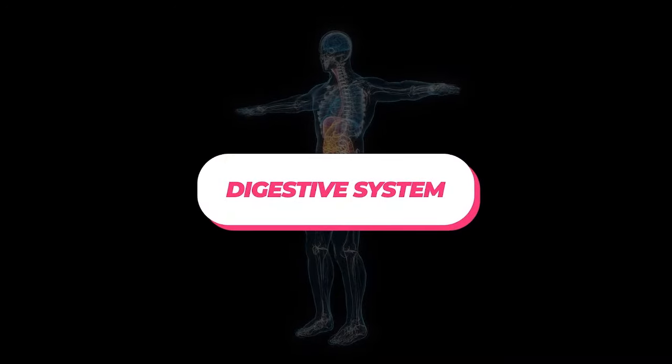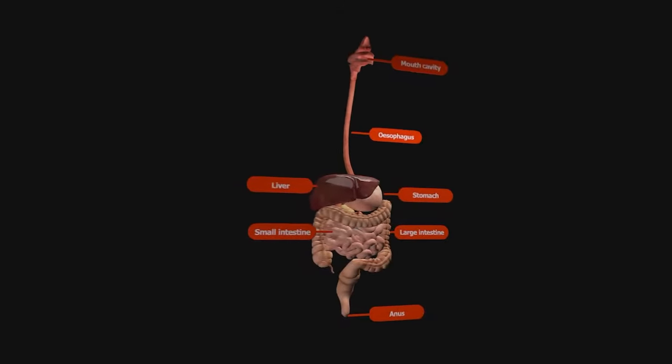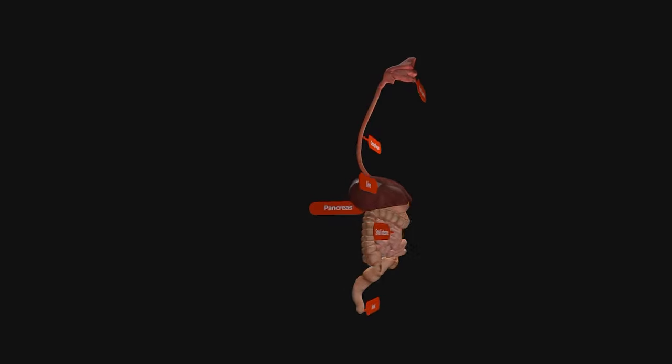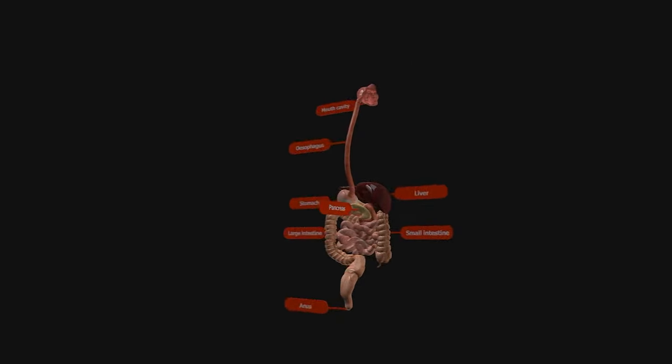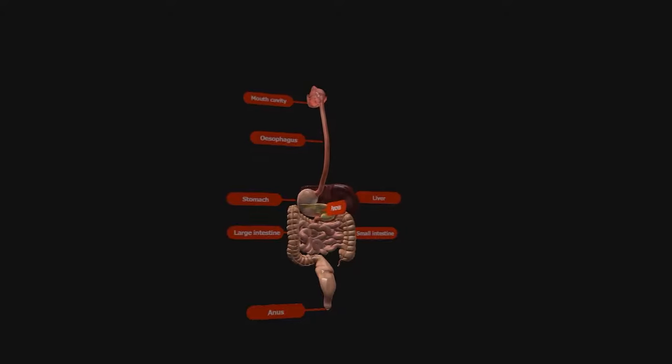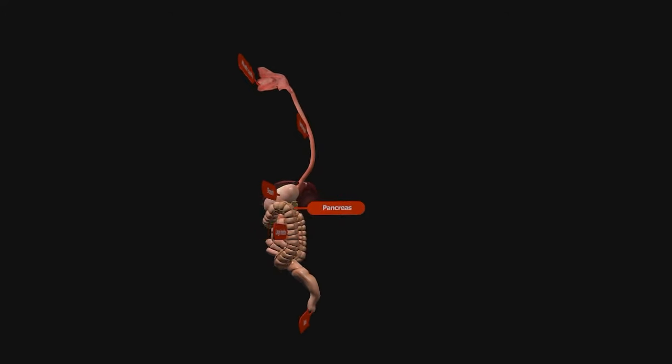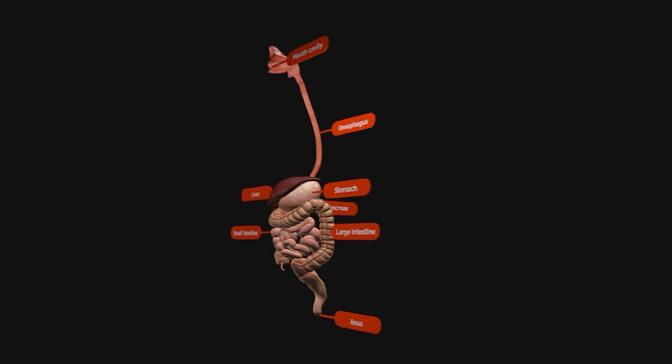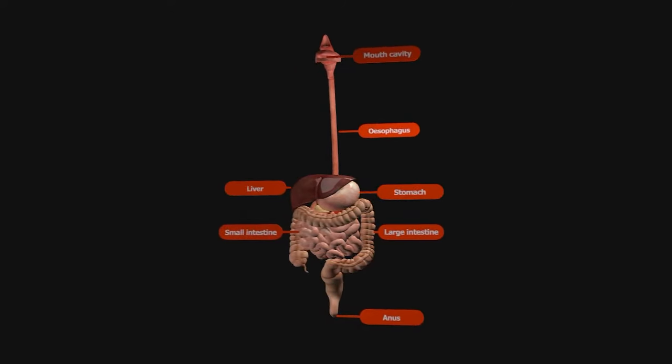Number 6. The digestive system. The digestive system is the body system that is responsible for breaking down food into nutrients that can be absorbed and used by the body. It consists of the mouth, esophagus, stomach, small intestine, and large intestine.